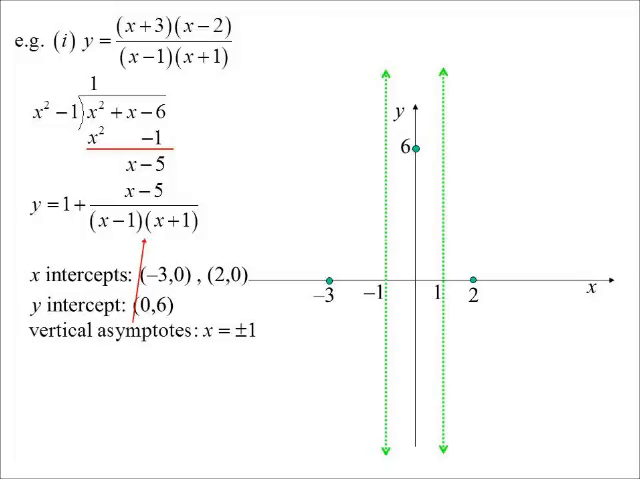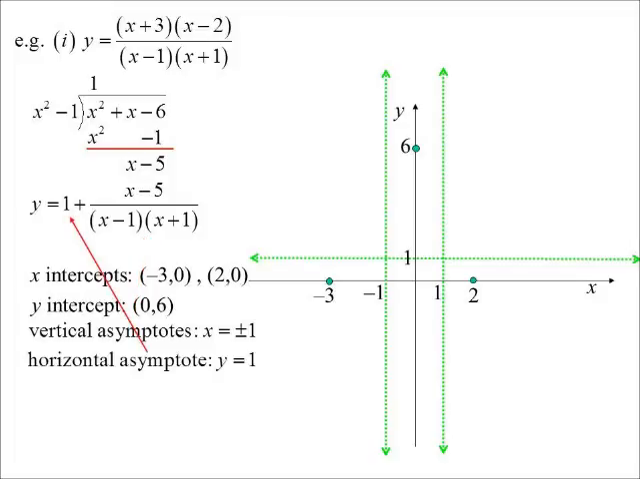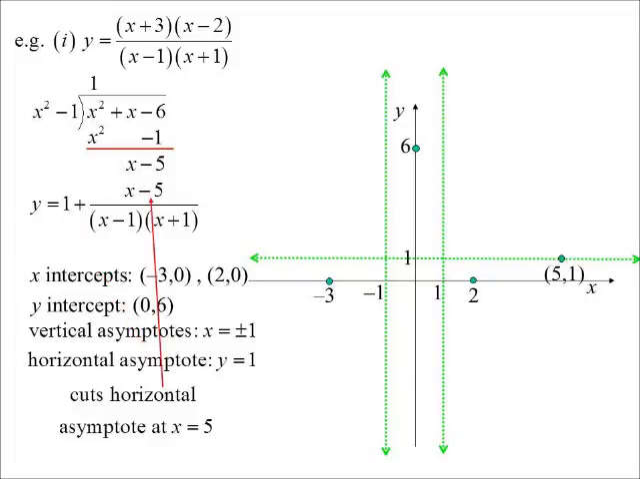Draw those in. There is going to be a horizontal asymptote at positive 1. Draw that one in. Question is, will it cut this particular asymptote? And in this case, yes it will. Because if I look at the remainder, x minus 5, it is possible for that to be 0. So it will cut it at x equals 5. So I also now know the curve goes through 5, 1.